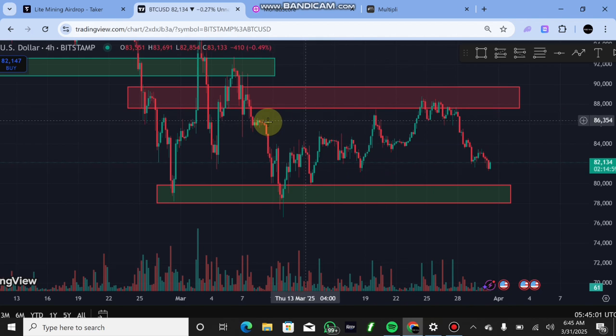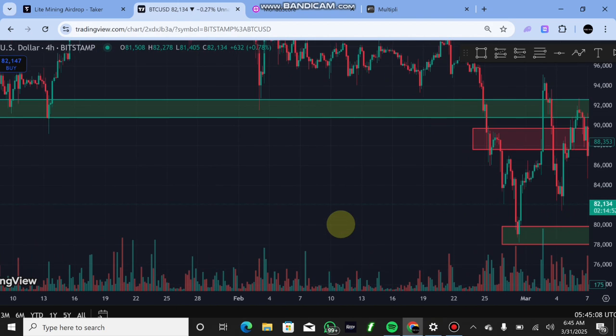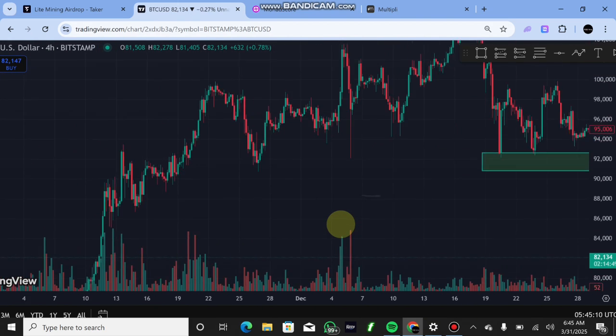This is our resistance, that is our support. So guys, now you understand how to do support and resistance. You can go to any part of this chart. This is a BTC chart. You can go to any part of this chart and you can try it out.